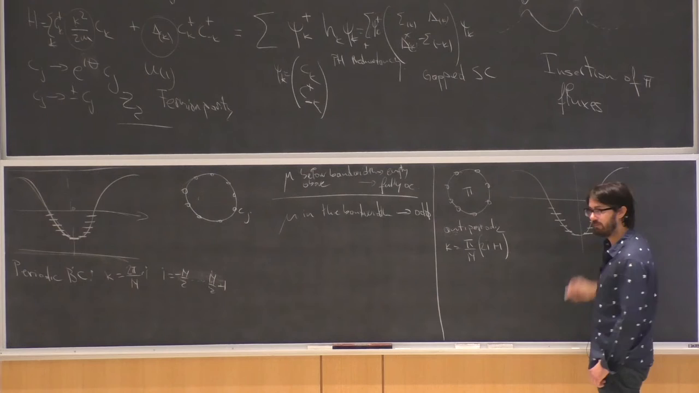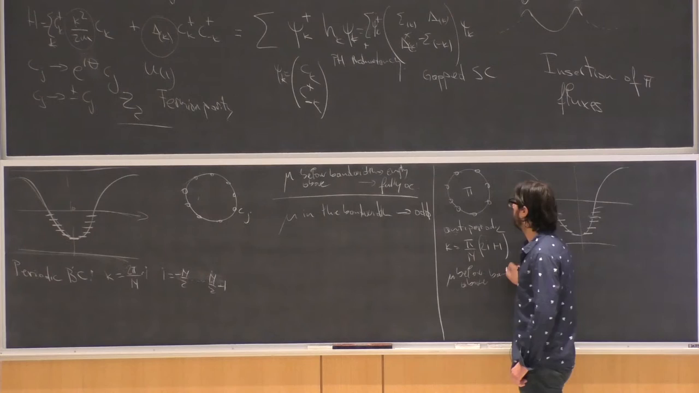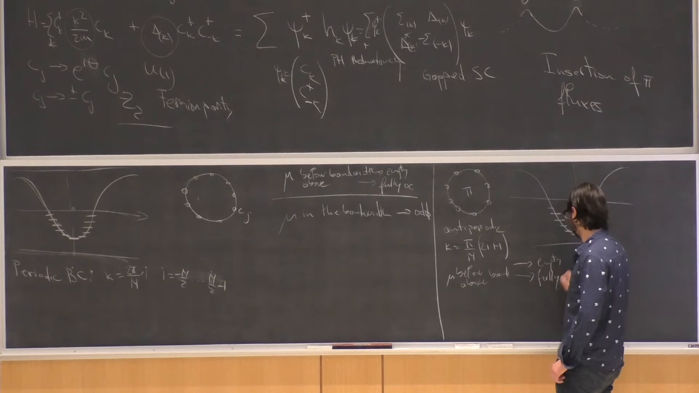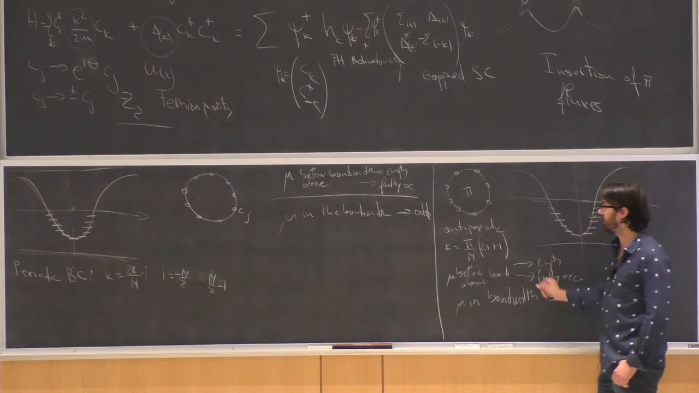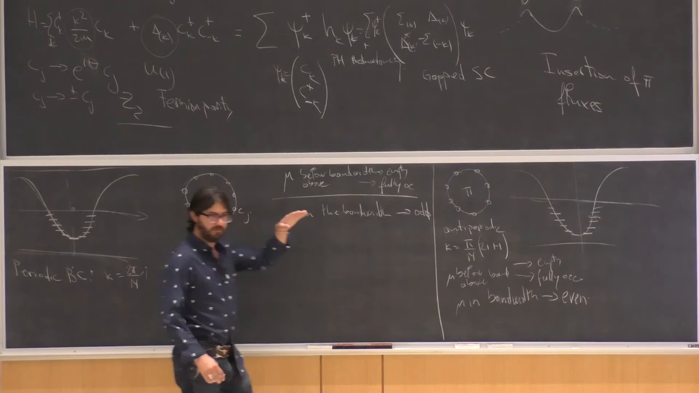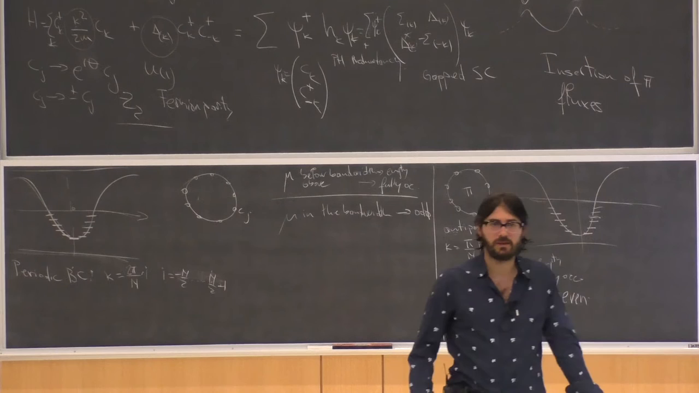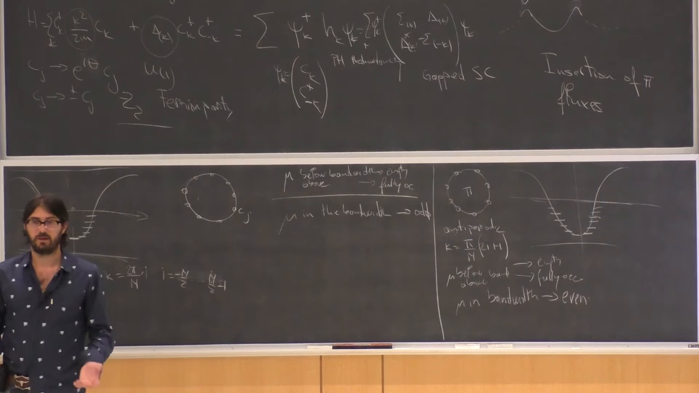Okay? So if mu is below or above the bandwidth, the band is empty or fully occupied. But if mu is in the bandwidth, so if mu sits somewhere here, what's the fermion parity? Even. Okay, so upon flux insertion, if my Fermi level of the metal is such that the band is fully empty, nothing happens upon flux insertion. The band is going to stay empty. However, if the chemical potential is in the bandwidth, something very interesting happens. My ground state changes from even to odd fermion number upon flux insertion of pi.